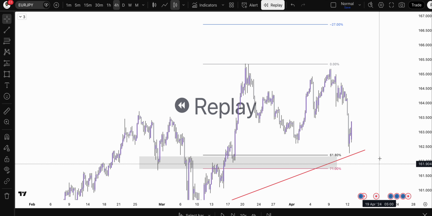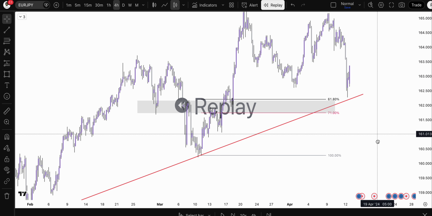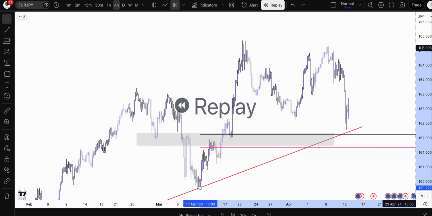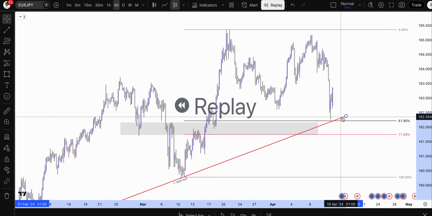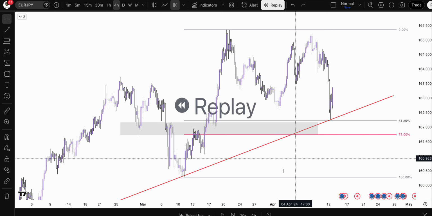Okay, there it is. So we actually did eventually come down to that fib tool and that trend line. So we're going to just see here up to the high there, and then our trend line, not quite. Let's see if we can maybe come down for a retest perhaps.